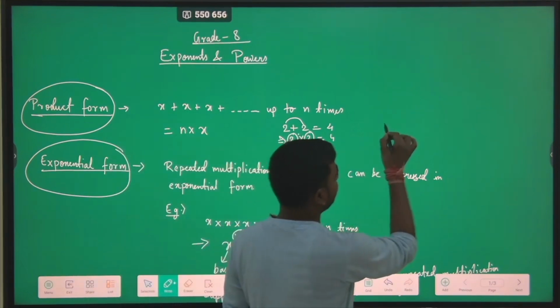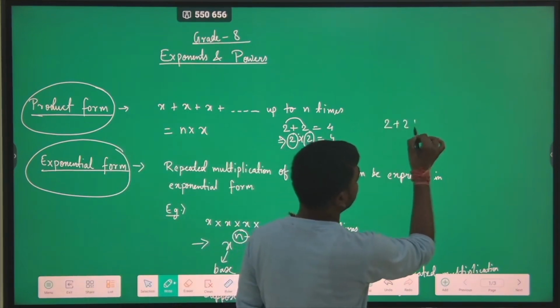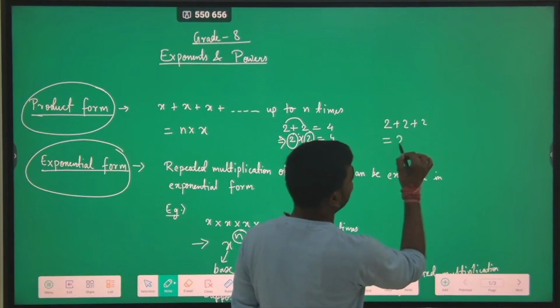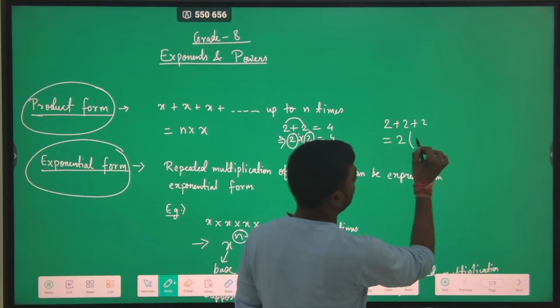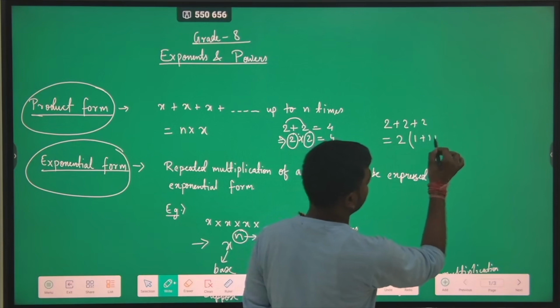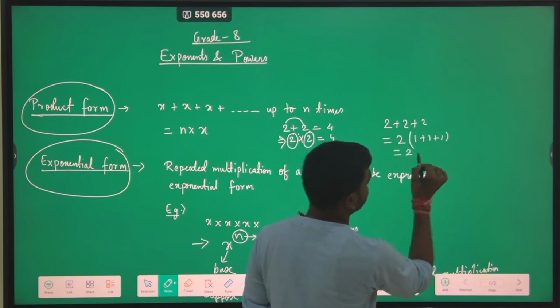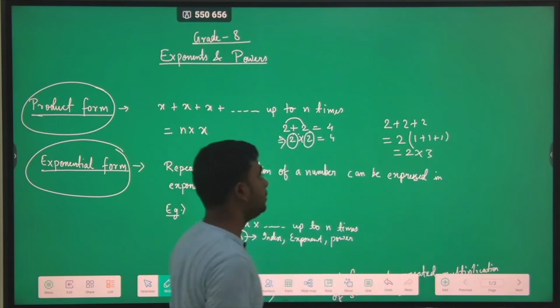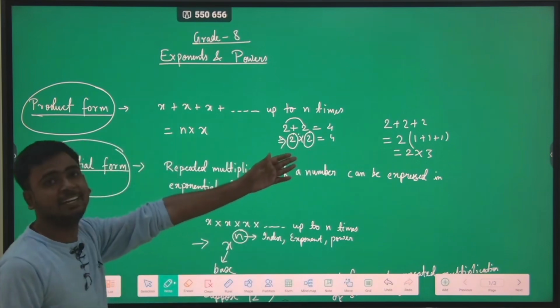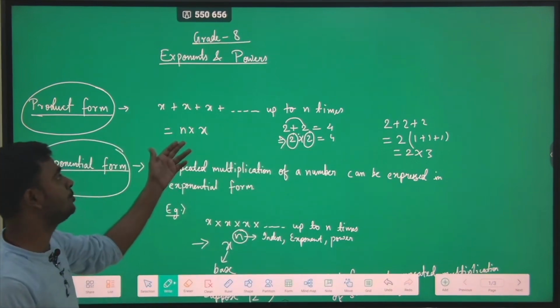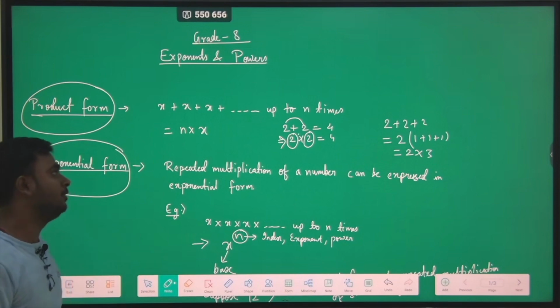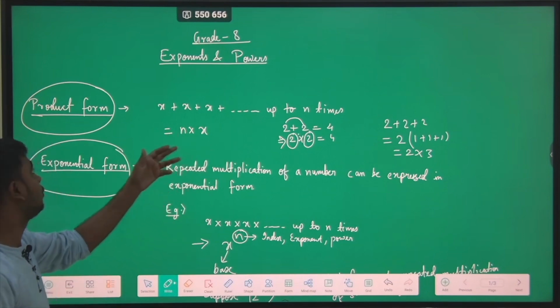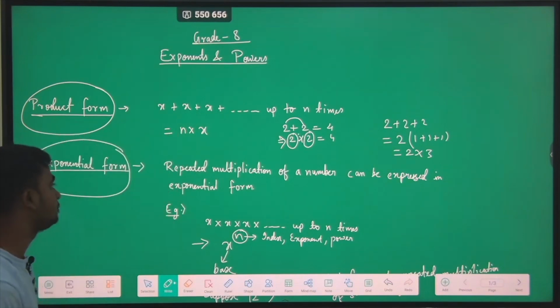For example, if we are adding 2 plus 2 plus 2, if we take 2 as common, it can be expressed as 2 into 1 plus 1 plus 1. So it can be expressed as 2 into 3. So any number, if it is added n number of times, it can be represented as n multiplied with that number. This form is termed as product form.